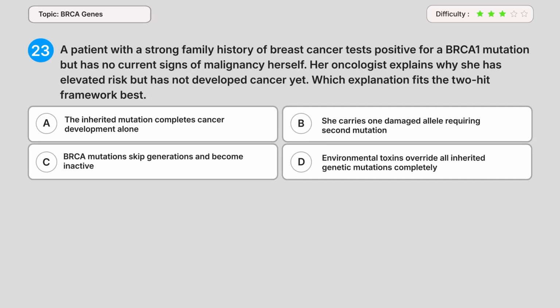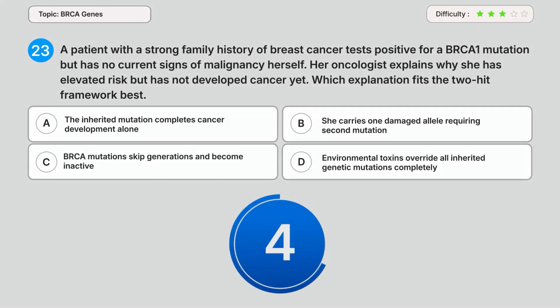A. The inherited mutation completes cancer development alone. B. She carries one damaged allele requiring second mutation. C. BRCA mutations skip generations and become inactive. D. Environmental toxins override all inherited genetic mutations completely. Do you know the answer?